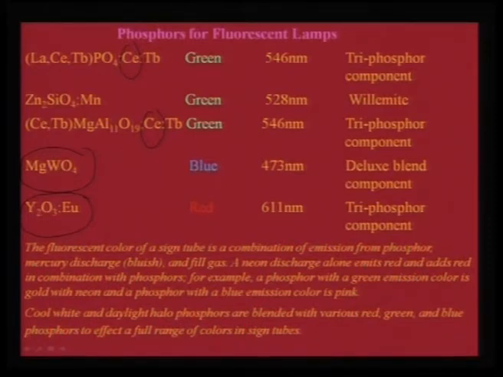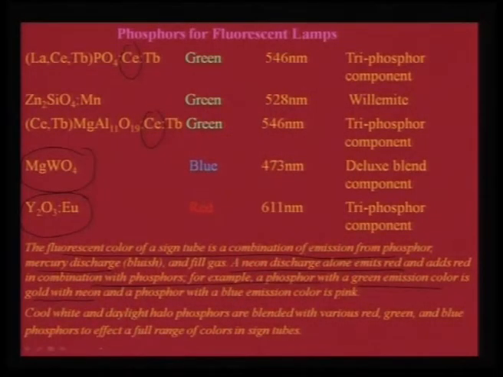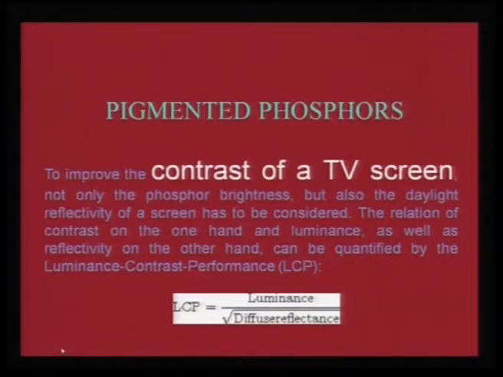The fluorescent color of a tube is a combination of emission from the phosphor and the discharge that is taking place. So, if it is a mercury discharge, then the emission will be mostly dominantly blue in color. Suppose it is a neon discharge, it alone emits red and adds red in combination with the phosphor. For example, green emission color is gold with the neon. So, if you have a neon discharge, then you can get a different emission for the same phosphor compared to a mercury discharge. Therefore, these are being worked out as combinations for mixing.